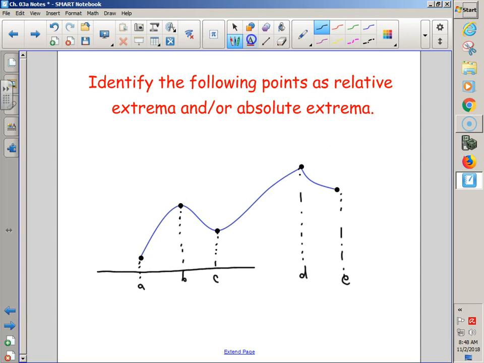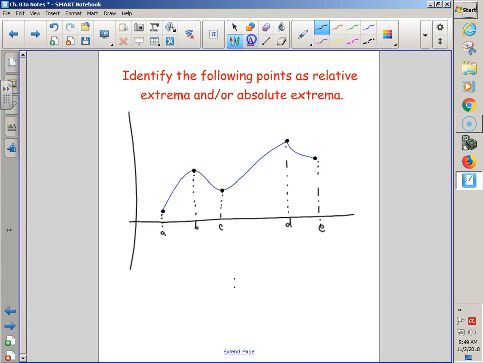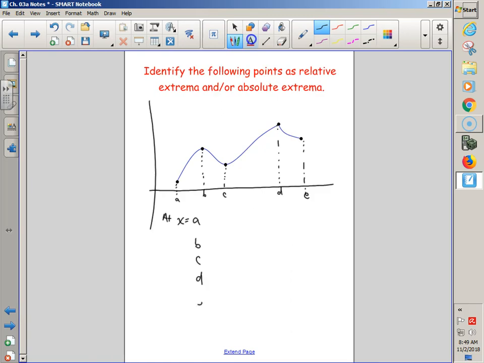I'm not going to label all the Y values, so I'm not going to ask you for all the values. I'm just asking for the X values. Identifying what is going on at X equals A, and then B, and then C, and then D, and then E. Oh, and we're done.